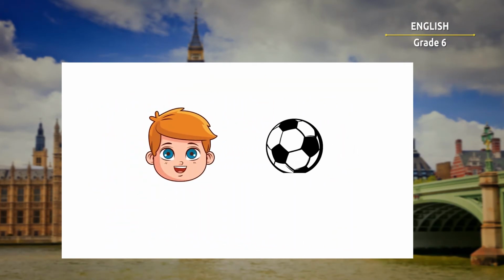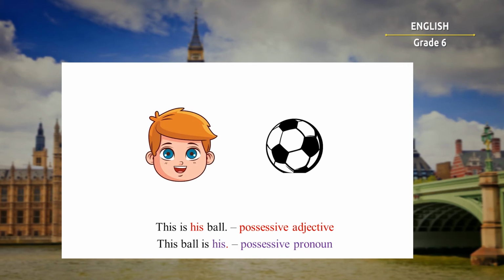There are a boy and a ball in the picture. Your task is to make up sentences using possessive adjectives and possessive pronouns. For example, this is his ball. His here is a possessive adjective. This ball is his. His is a possessive pronoun. Let's go.